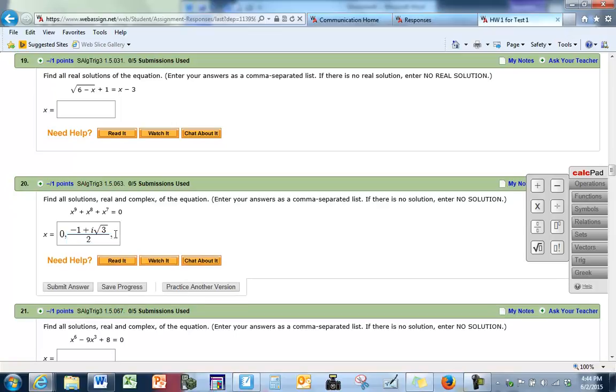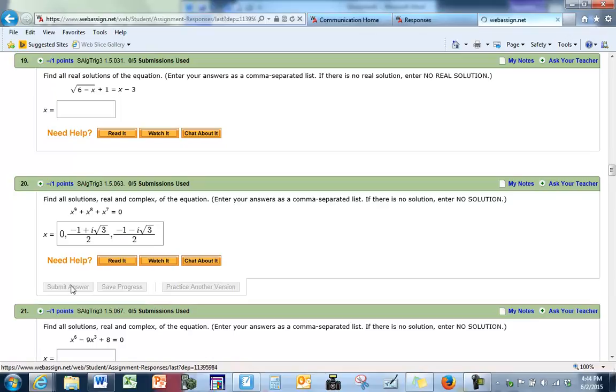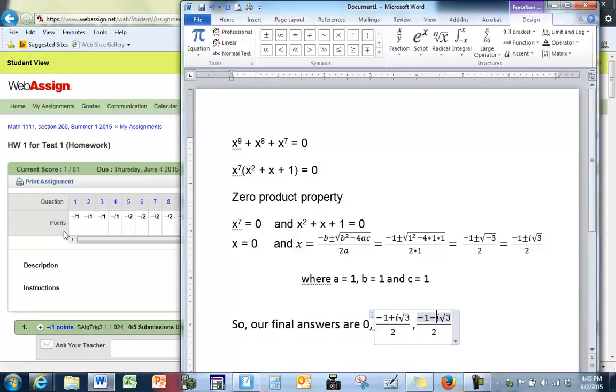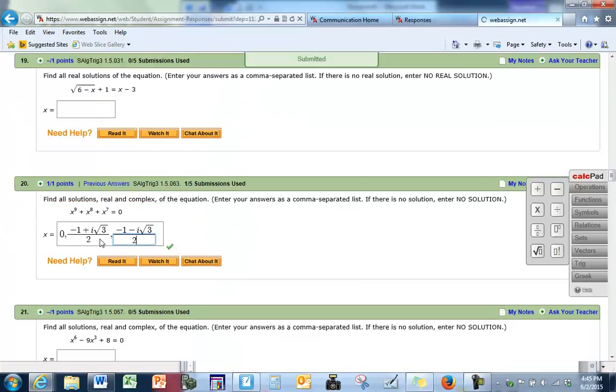Then we do a comma. And next we want to put our fraction back in. -1 minus i square root of 3 all over 2. And we are good to go.